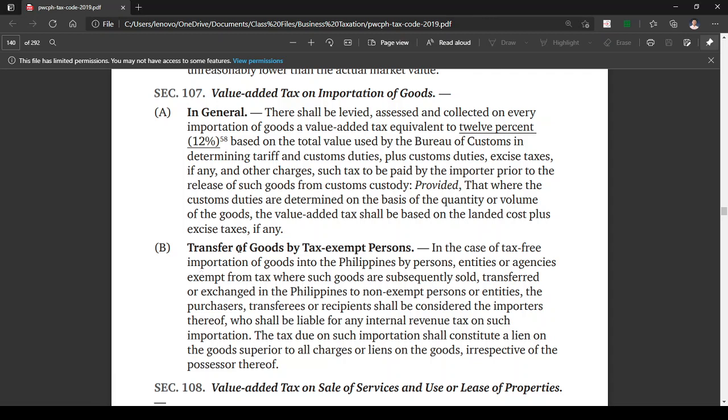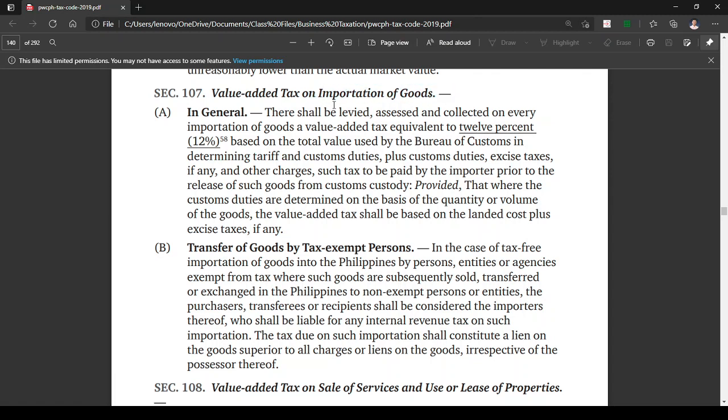So we'll be continuing our discussion dito sa value-added tax. For today, we will begin our discussion with section 107 of our tax code, which is the value-added tax on importation of goods. So ang topic natin is on the importation of goods.